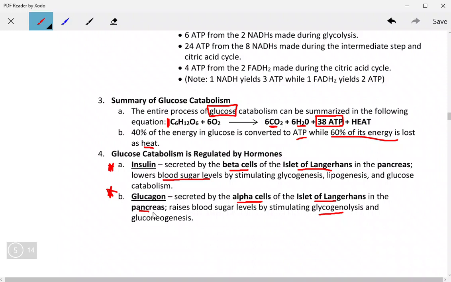Okay, so glycogenolysis, gluconeogenesis, the primary organ where they will occur is the liver. Don't forget that it's in the liver, but it can also happen in your skeletal muscles because they have glycogen too.